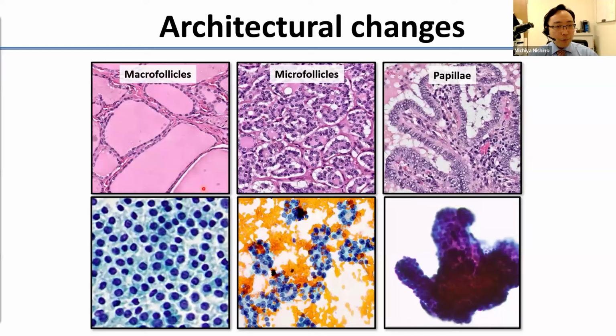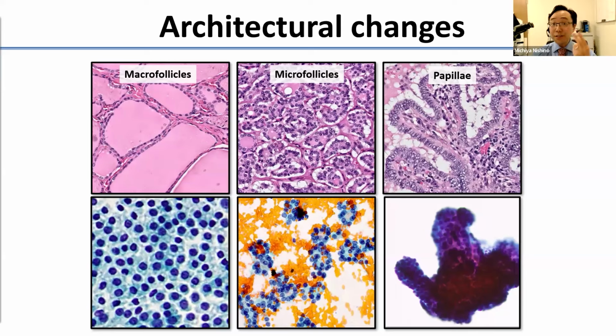They can form these crowded microfollicular groups with overlapping nuclei and scant colloid, as shown here in the middle. Or alternatively, these dividing cells can make room for themselves by forming branching papillary structures with fibrovascular cores. These architectural features each have cytologic correlates that can be seen on FNA samples, as shown in the boxes below.